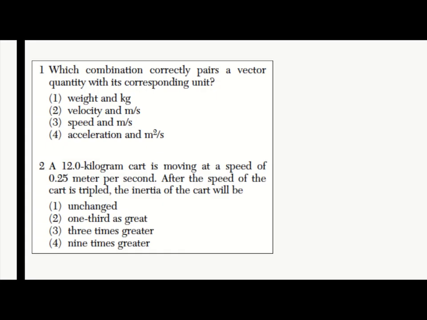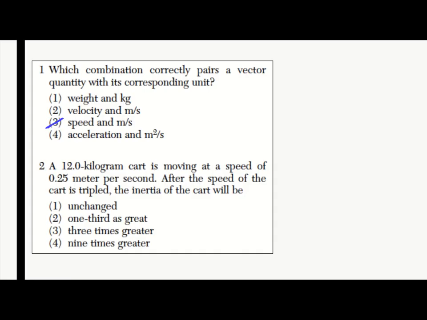And we begin with our infamous first question that always asks about a scalar or a vector. In this question, we're asked specifically about vectors. Which combination correctly pairs a vector quantity with its corresponding unit? So first, you need to identify which of these are vectors, and then you need to identify, is this the correct unit paired with it? Right off the bat, we can see that we have one scalar quantity here, and that's speed. Speed's a scalar.